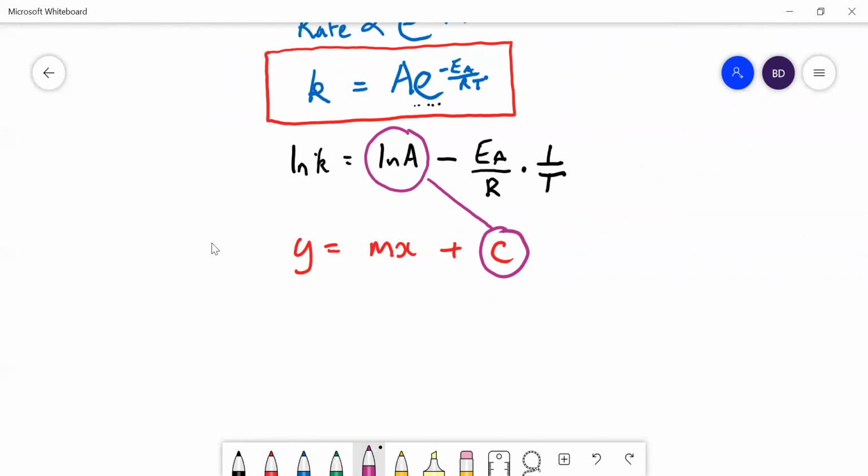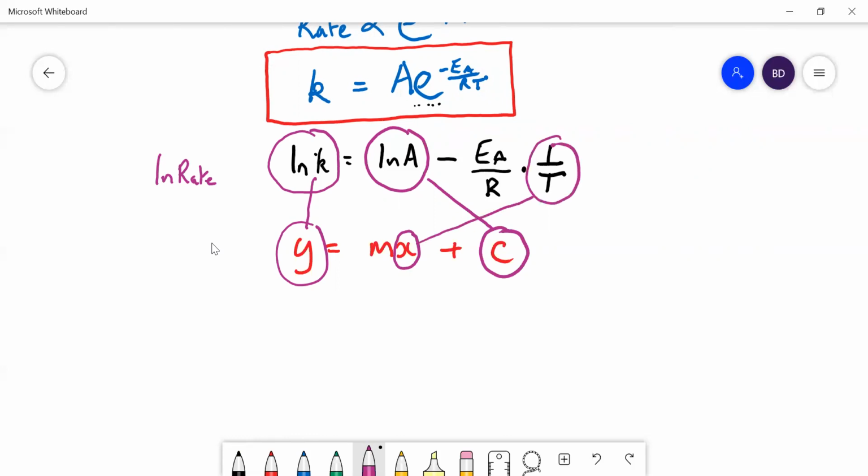We're on the y-axis. If we plot ln k, yeah, or it's okay, this can actually be ln rate as well, because I said rate and k are proportional to each other. So ln rate is quite often what you do plot. And then what's changing? Well, we've got x, which is this 1 over the absolute temperature. So that means our gradient is this thing here, minus EA over R. So the gradient is minus the activation energy over R.